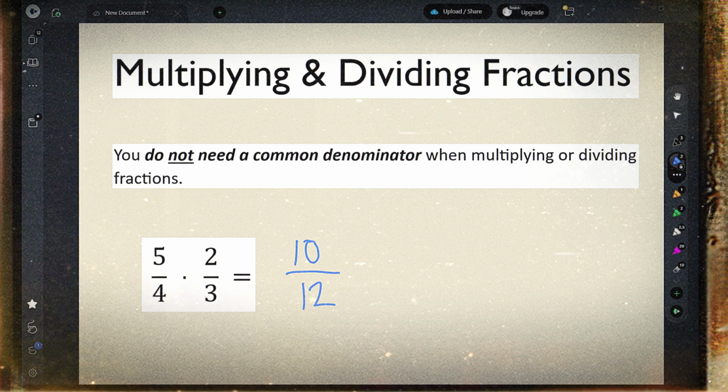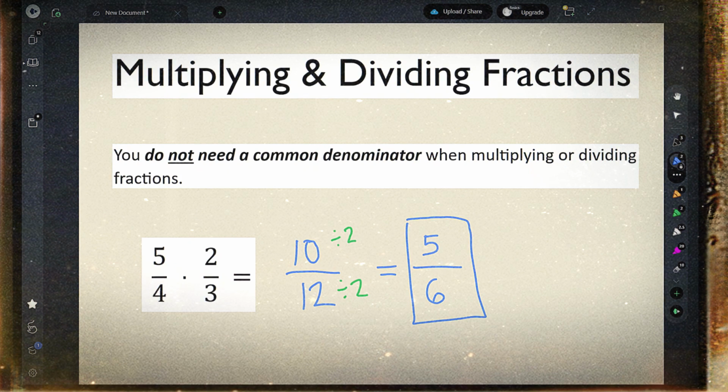Now, of course, with fractions, we always want to check before we make our final answer to see if the fraction can be simplified. And here, this one can be simplified. All right, what's the common factor in the top and the bottom of this fraction? 10 and 12 are both divisible by 2, so I'm going to divide by 2 on the top and on the bottom. 10 divided by 2 is a 5. And 12 divided by 2 is a 6. And there's our final answer in simplified form.